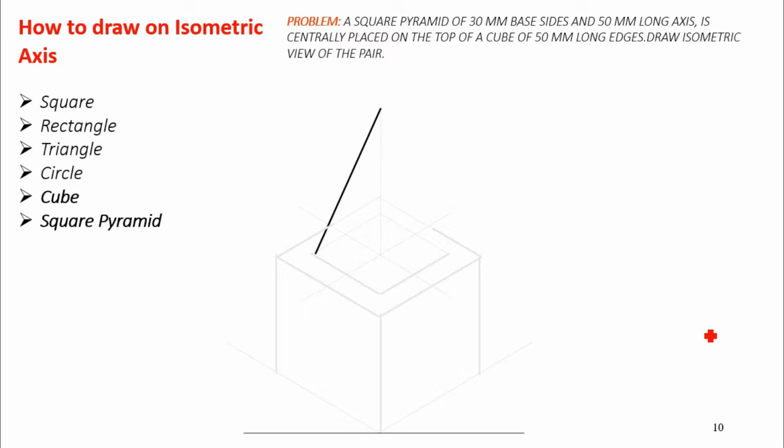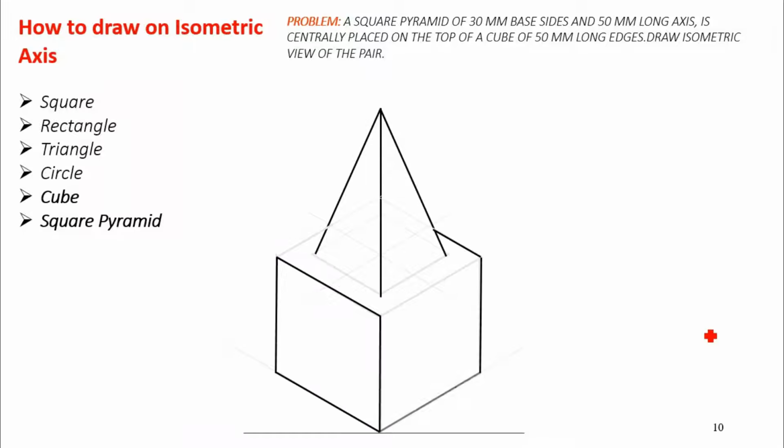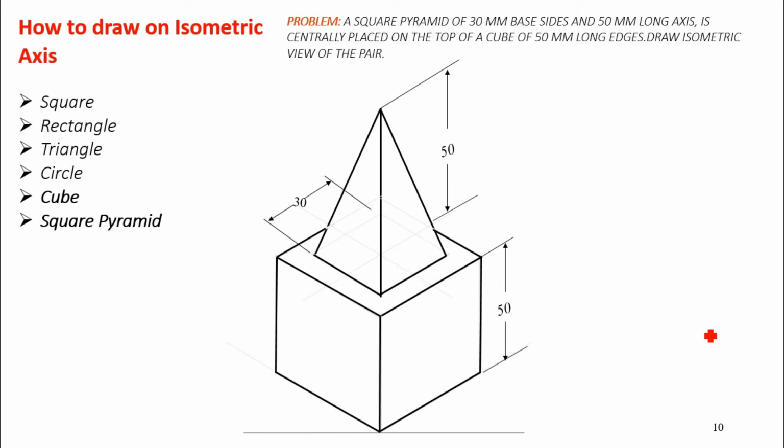Then we take the height from the mid and we darken the part. Now here we have to darken only that part which will be visible. No need to erase any invisible part, no need to darken any invisible part. After that we give the dimension. Here also you can see I have taken the extension lines parallel to any of the isometric axes, either OX, OY or OZ only. It must be parallel.